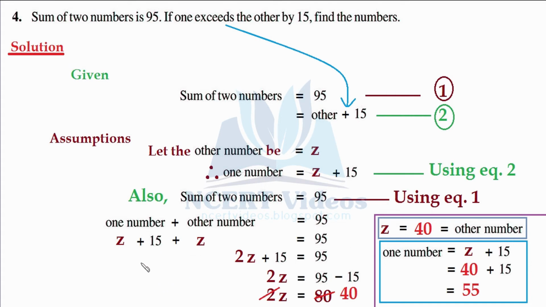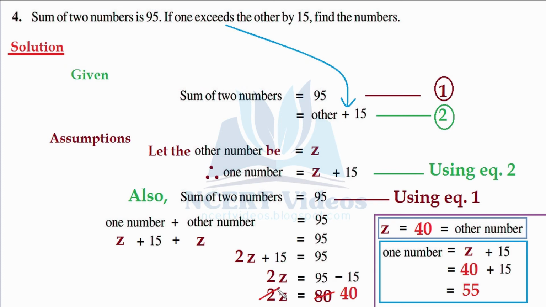Nothing written in front of the variable, that is the coefficient of this variable z, means 1. So we have 1z and 1z, they are getting added up. That means 2z plus 15 as it is, that equates to 95. Now 2z equals, we are transposing this positive 15 towards the right hand side. We will change its sign, it will become negative 15. So 95 as it is, minus 15. Now let's solve it. 95 minus 15 is 80, and 2z as it is.